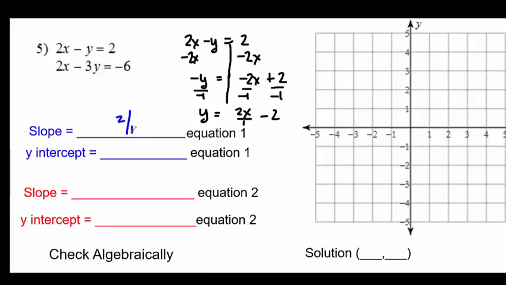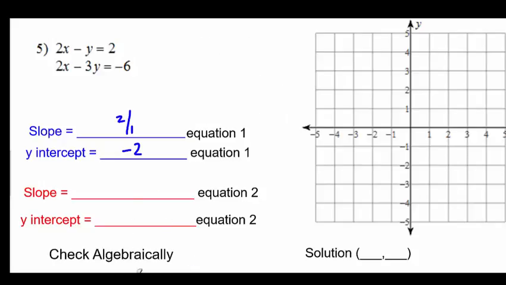So I know my slope there is 2 over 1, and I know that the y-intercept is at -2. All right, let's do the exact same thing for the second equation and figure out what that is. So I got 2x minus 3y equals -6. And we need to isolate the y.